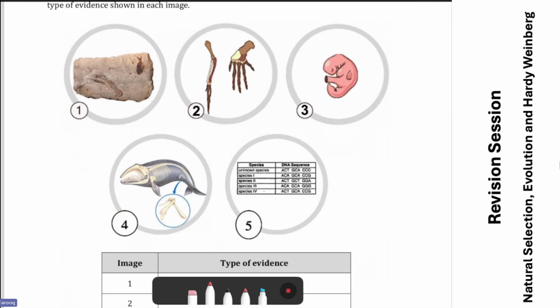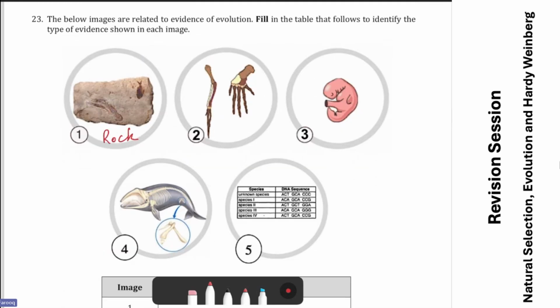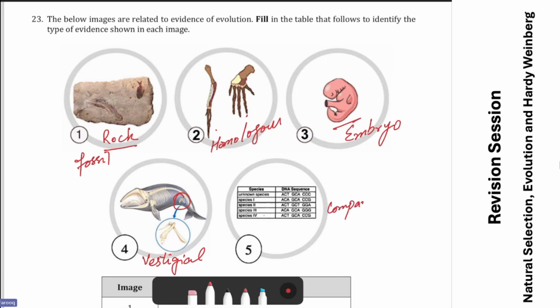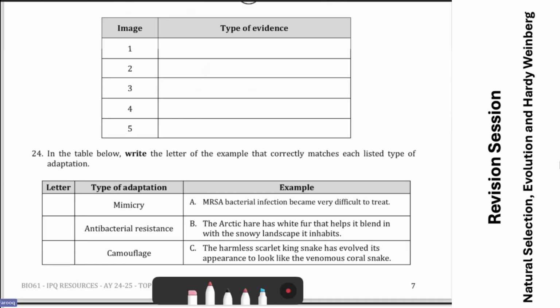You need to identify these pictures. The rock, okay, this is a rock. So this is the fossil. Then the two hands, it means they are same structures. So this is homologous. The embryo, embryology. Okay, the hind limb of the whale, that's the vestigial. Like this is the organ that's present but with no function. And then this is comparative molecular biology, because we have the DNA sequence over here. Okay, so you can answer them over here.